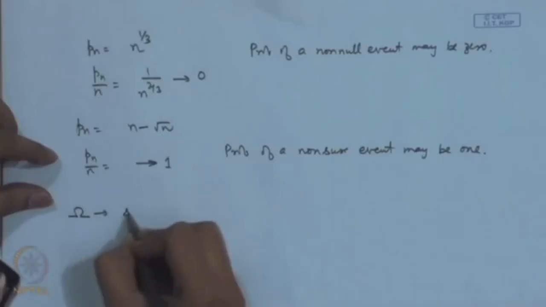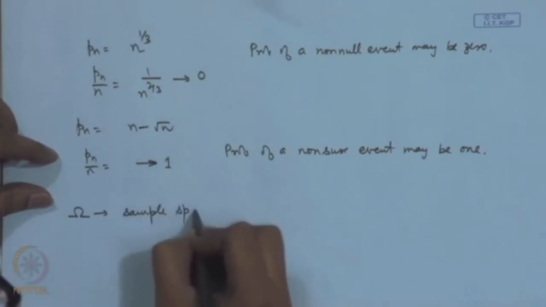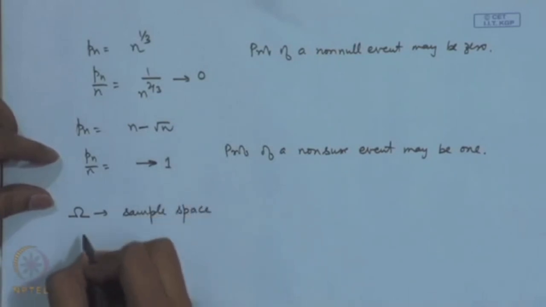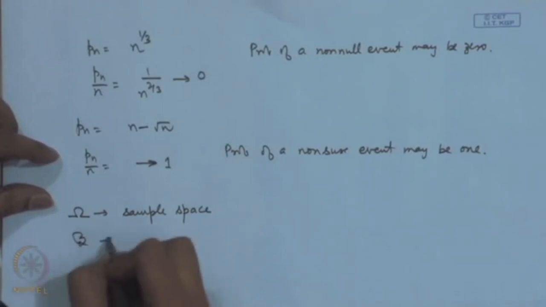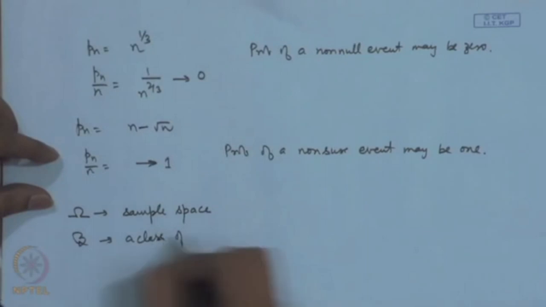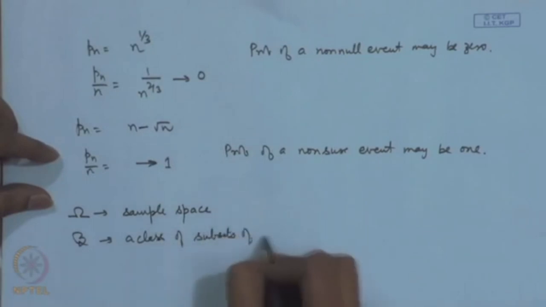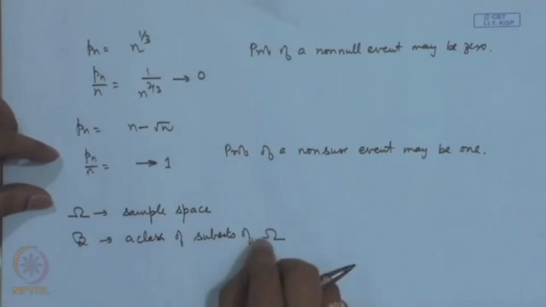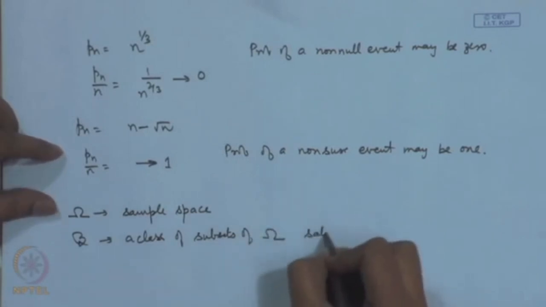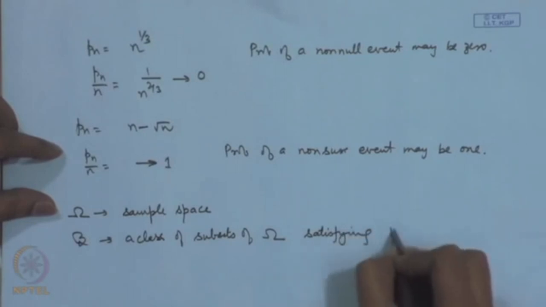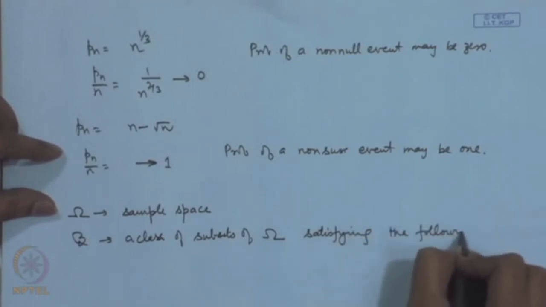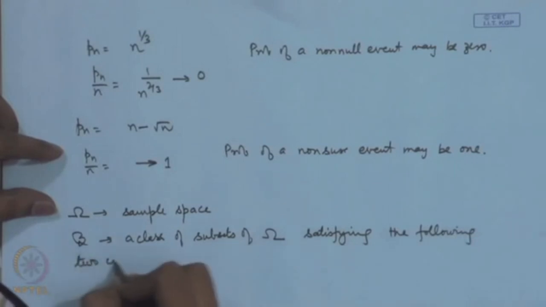Based on this, Kolmogorov, the Russian mathematician, gave the well-known axiomatic definition of probability. So, we have the sample space omega, and we consider a class of subsets of omega. That means, these are events. Now, this should satisfy the following two conditions.